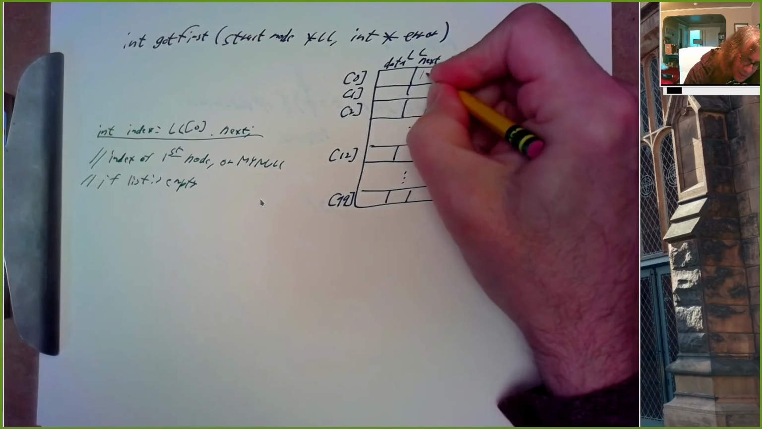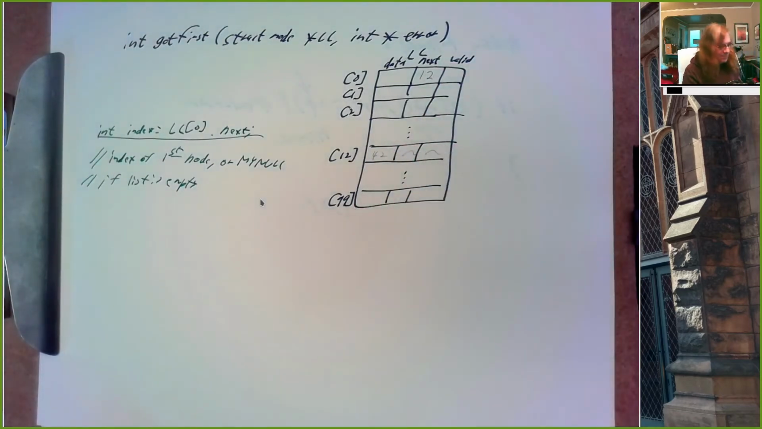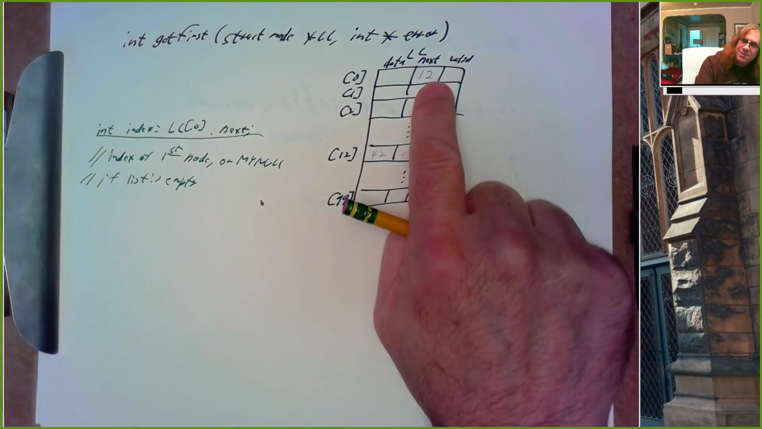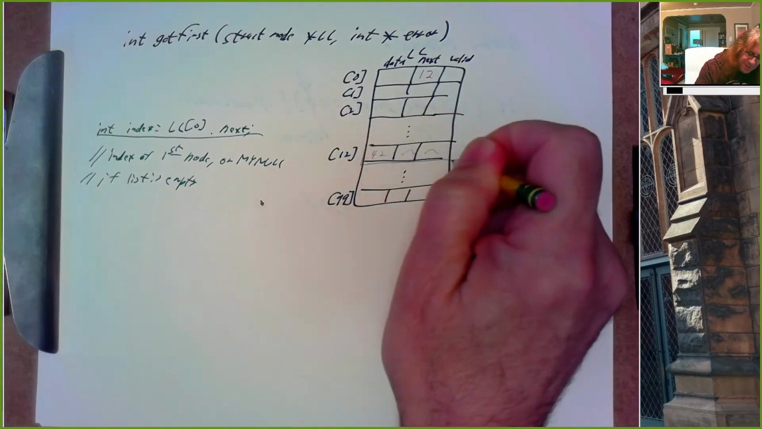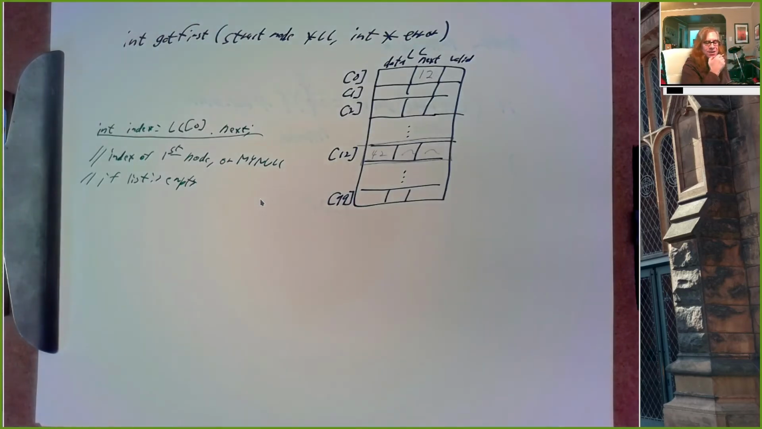So let's say this is 12, and let's say this is 42. What do we have here? The sentinel node says the first node of the list is at index 12. At index 12, we find that first node, and it has a data value of 42. So we would want our getFirst function to return the value 42.